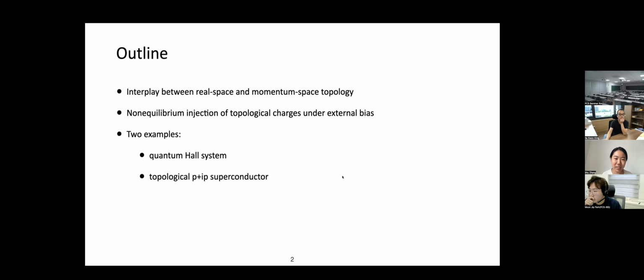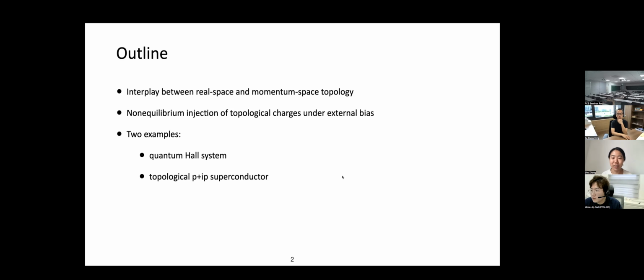Okay, so this is the outline of my talk. Our motivation of this work is mainly to explore the interplay between real space and momentum space topologies. So I will give a brief introduction to what we have in mind about these two different types of topologies. And our main goal is to bias the injection of topological charges into a topological matter.